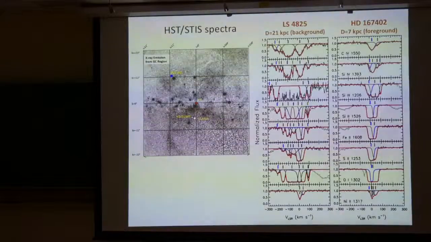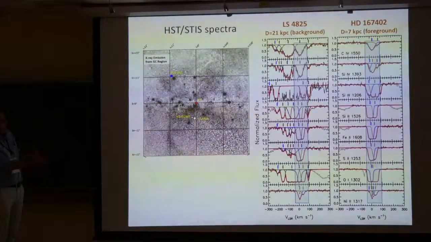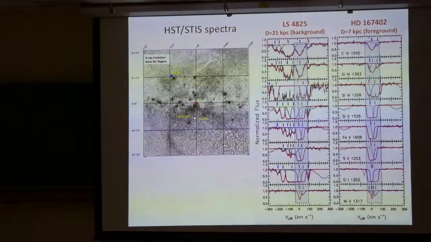And what you find, I think, is really remarkable. These are some of the most information-rich Hubble spectra I've seen. So you look at the zero velocity component here, shaded in blue in both directions, the background spectrum on the left, the foreground on the right. Now, there's a range of lines shown here: carbon 4, silicon 4, silicon 3, the similar lines I showed you before. Now, in both directions, you see strong absorption at that velocity. Both the foreground and the background star have that component.